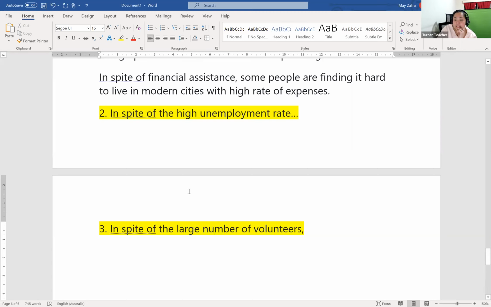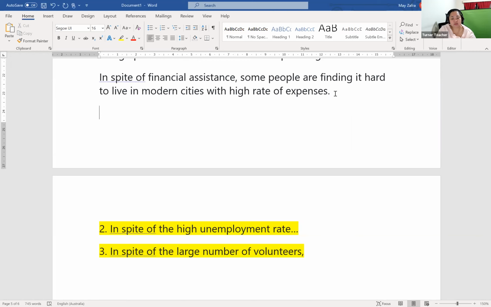Despite of financial assistance, some people still wants to go to work. Still want, no S, Chandra. Still want. Some people still want. Yeah, this is correct. Good. You're slowly getting it. Well done.